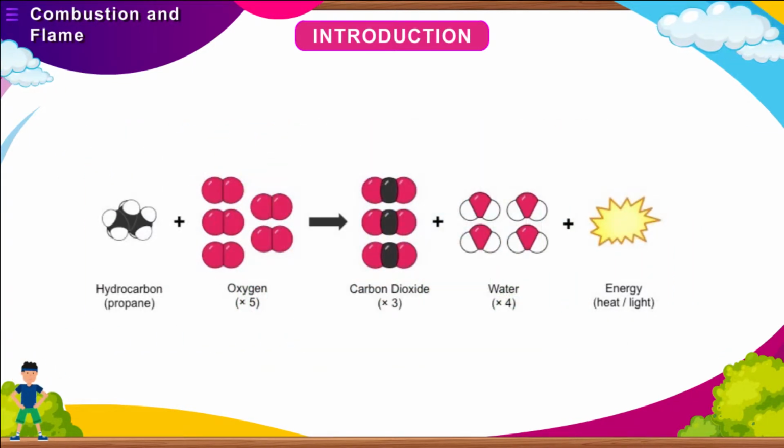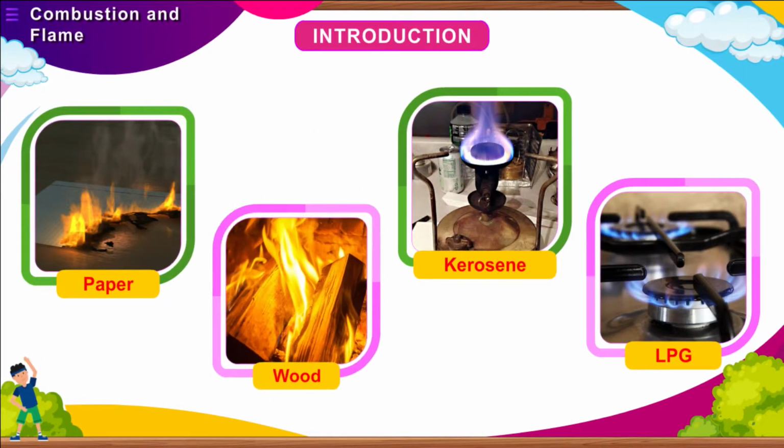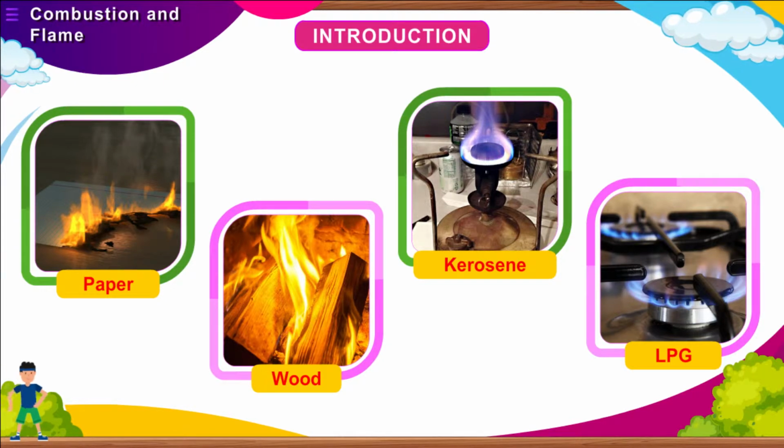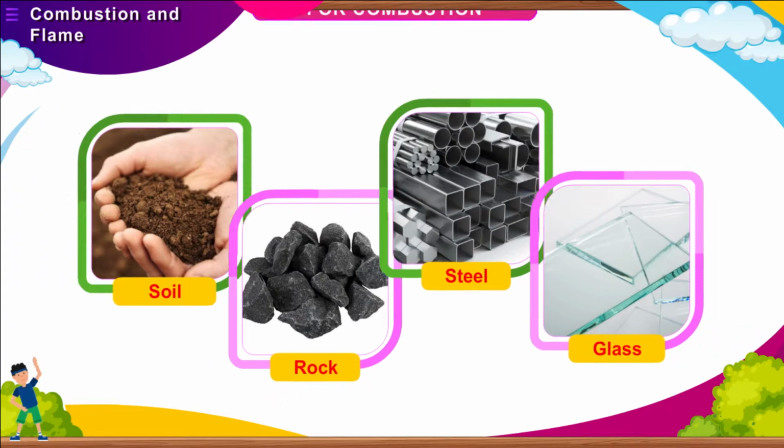Combustion is an oxidation process because it cannot take place without oxygen. A substance that shows combustion is said to be combustible. For example, paper, wood, kerosene, and liquefied petroleum gas, LPG. A substance that does not burn in the presence of air is called a non-combustible substance. For example, soil, rocks, steel and glass.